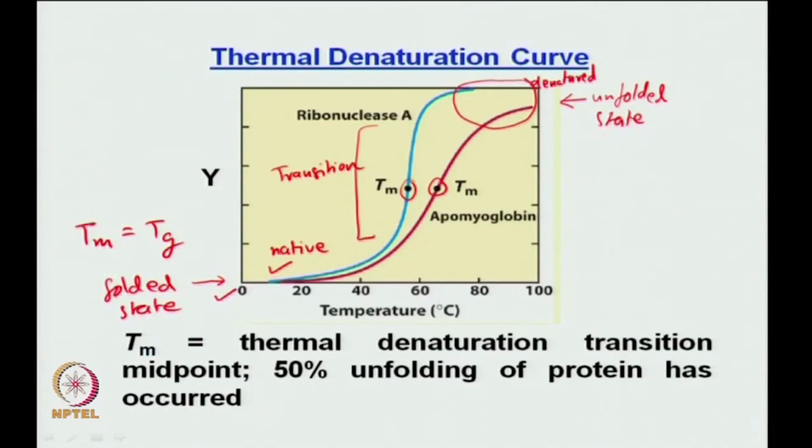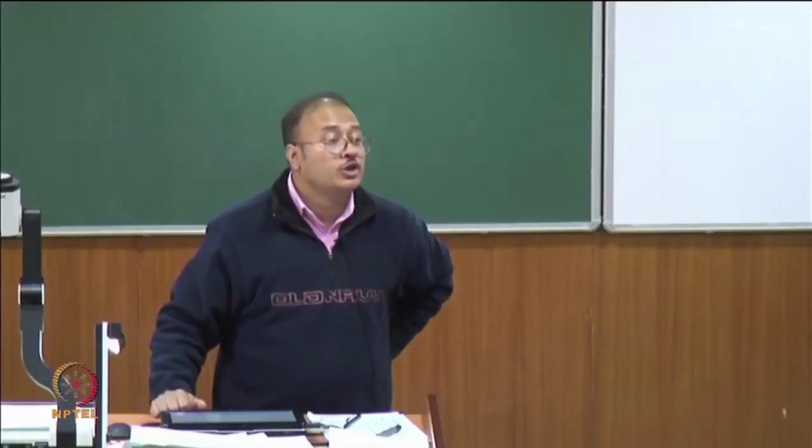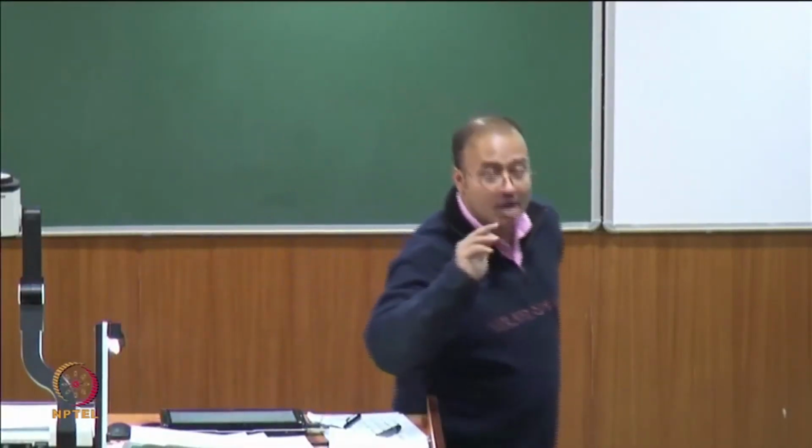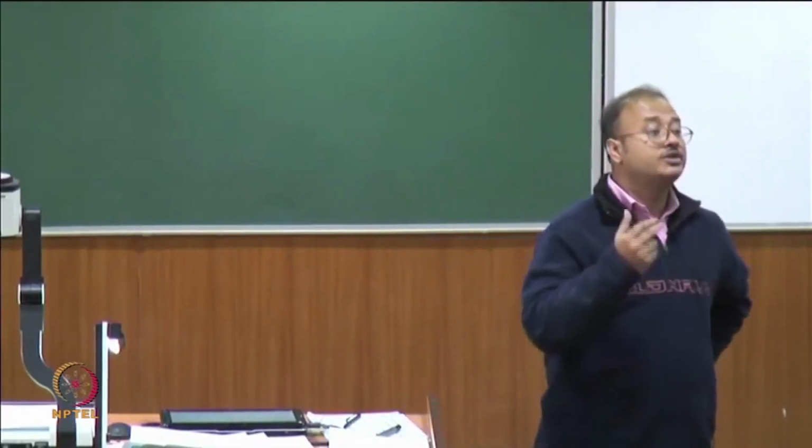There is one more important thing to observe in this figure. You look at ribonuclease A and you look at the other protein, which is apomyoglobin. Which one has a higher Tm? Apomyoglobin has a higher Tm. What does it mean?